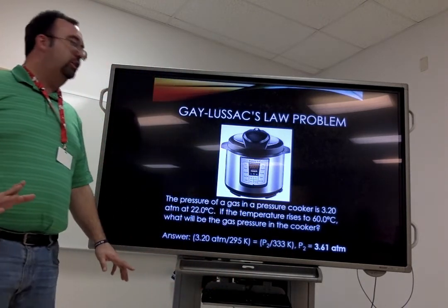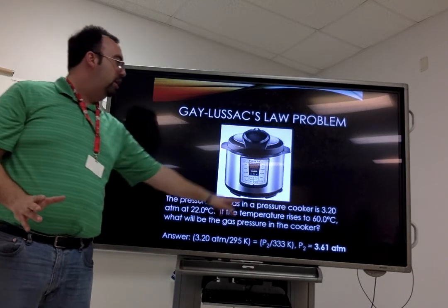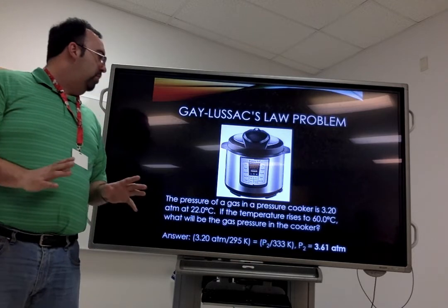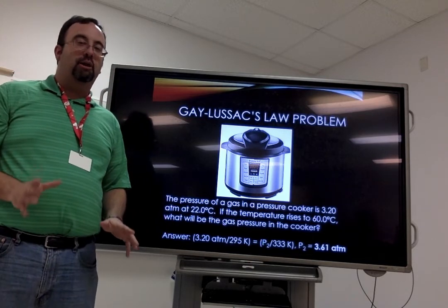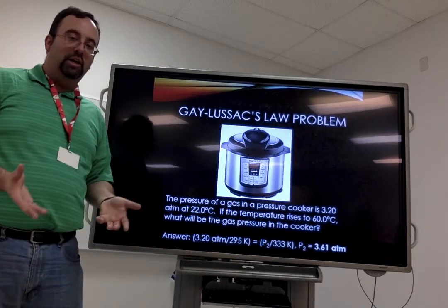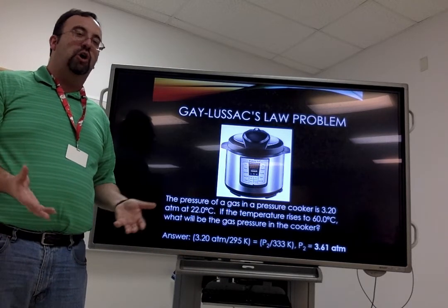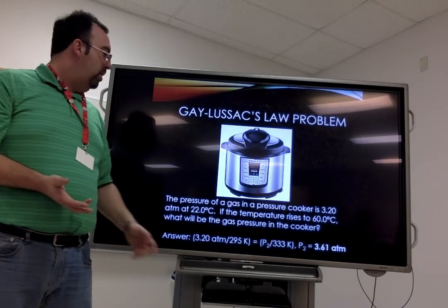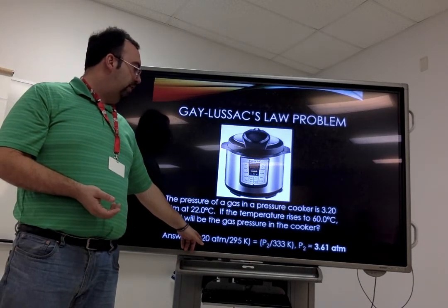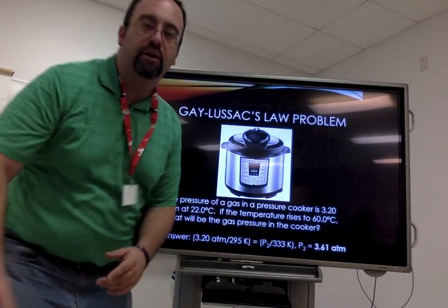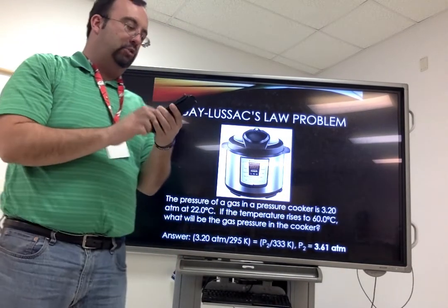We're told that our initial pressure in the pressure cooker is 3.20 atmospheres, so we'll put that number here. Notice what we're looking for in this problem is our new pressure, so that's our P2. We plug in what we know, so that we can solve for our new pressure. In order to solve this problem, we're going to take 3.20, divide by 295, and multiply by 333. So I'm going to go ahead and do that.